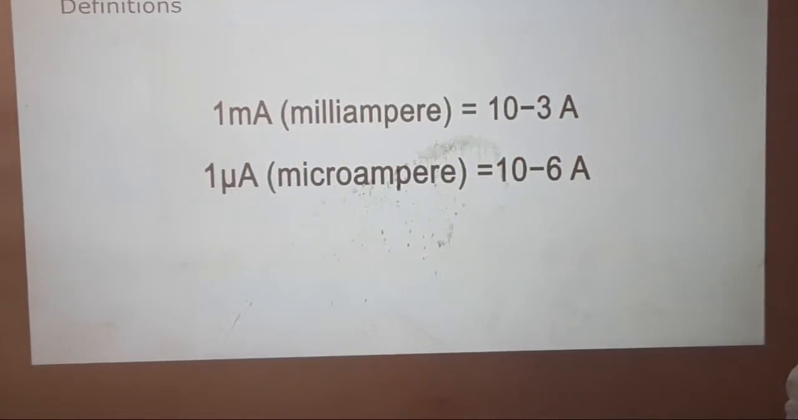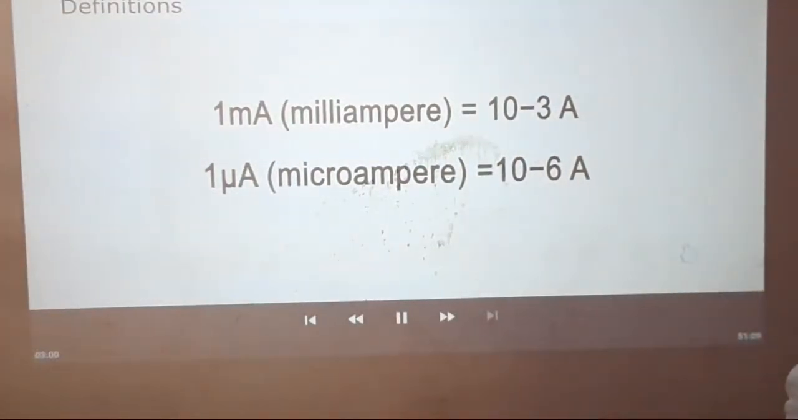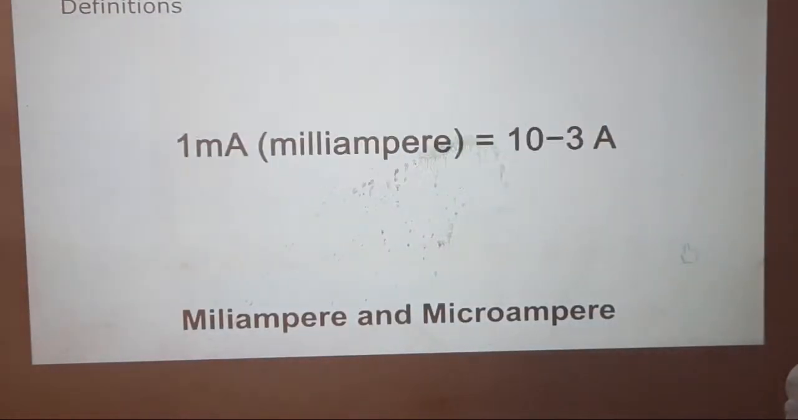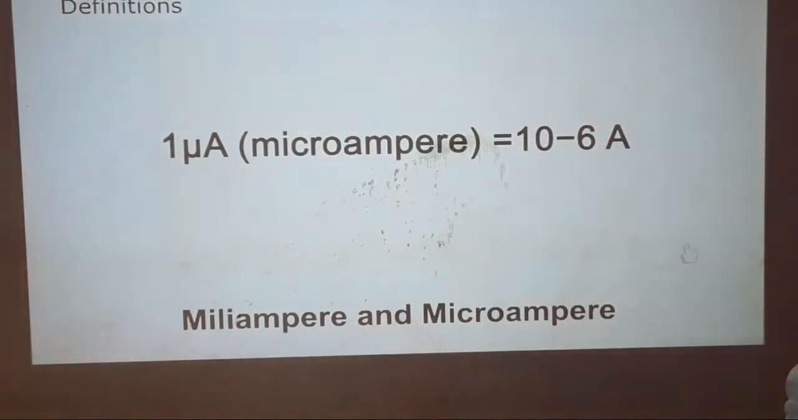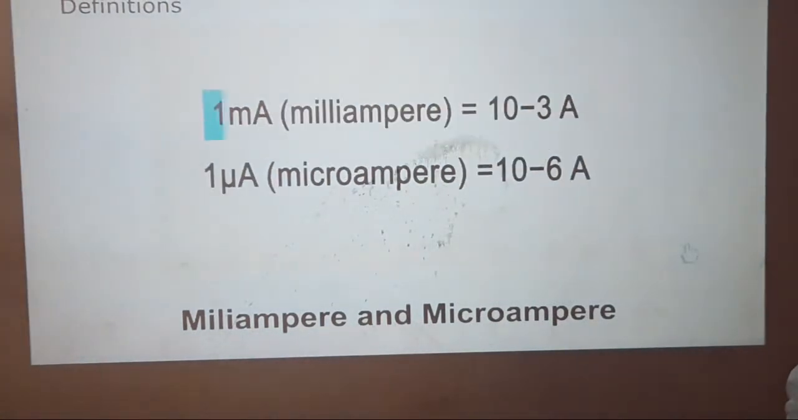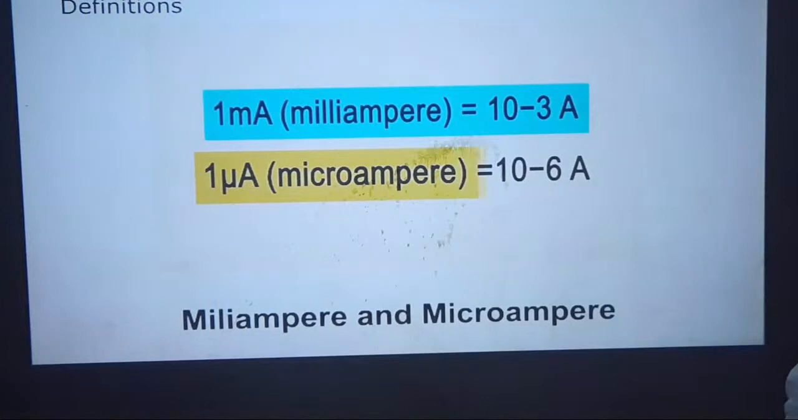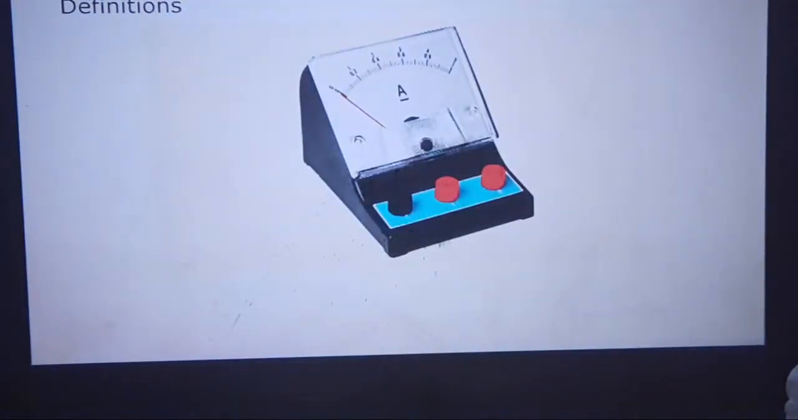Small quantity of electric current. Small quantity of electric current is expressed in milliampere and microampere. Milliampere is written as mA and microampere as μA. 1 milliampere equal to 10 raised to minus 3 amps. 1 microampere equal to 10 raised to minus 6 amps. Ammeter, an apparatus to measure electric current in a circuit.